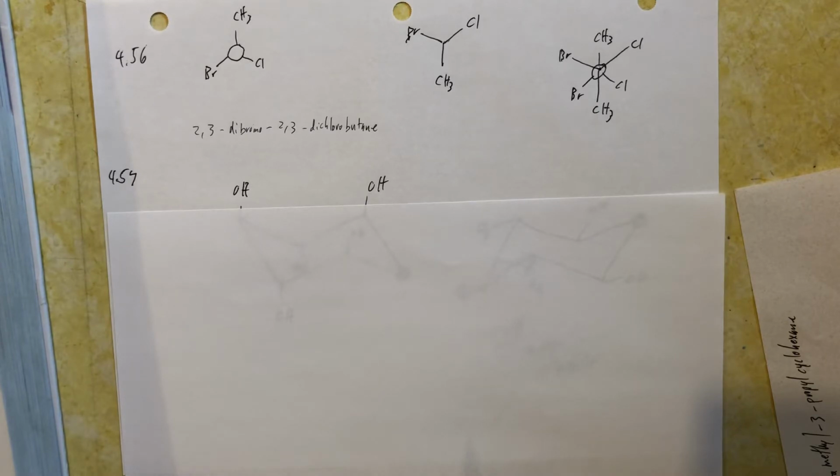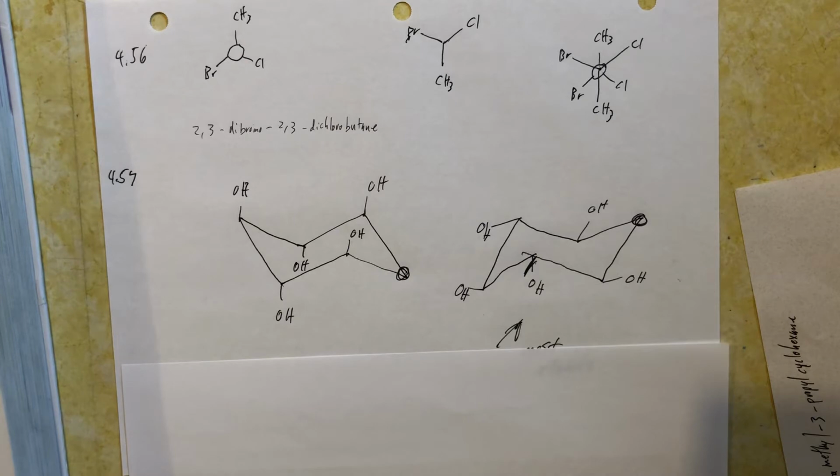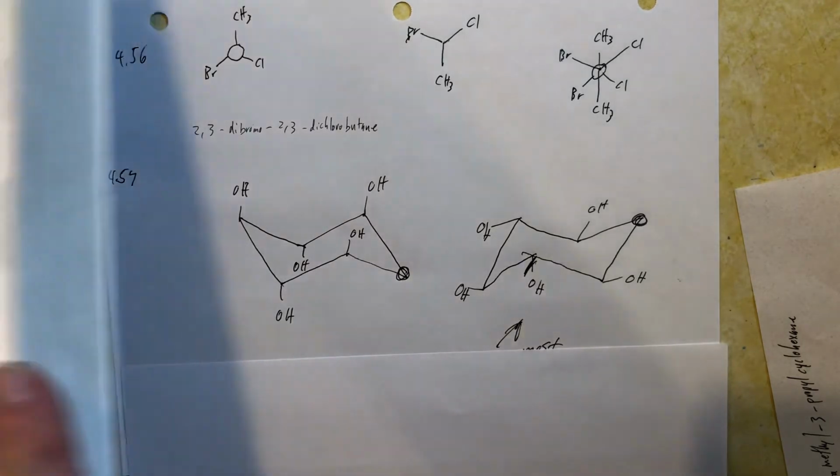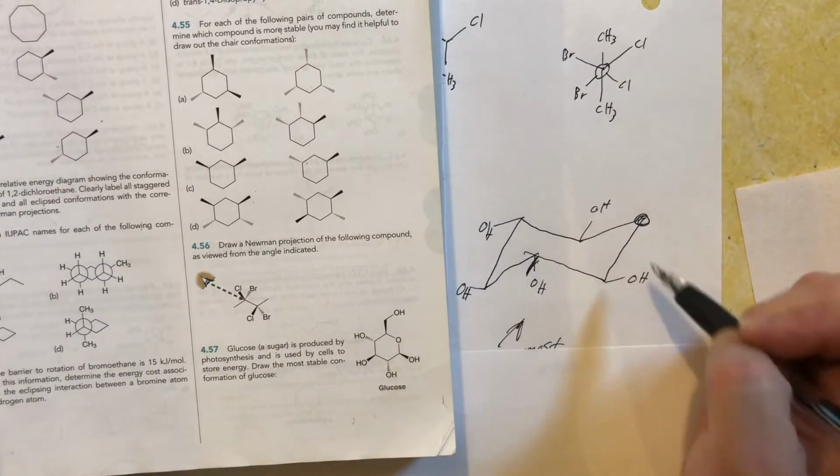Okay, 4.57, glucose. It's produced by photosynthesis. It's used by cells. Draw the most stable conformation. Well, if you draw two, I didn't think to draw twist boat conformations, but I don't need to. So the one thing I didn't do right is get my oxygen in there on either diagram.